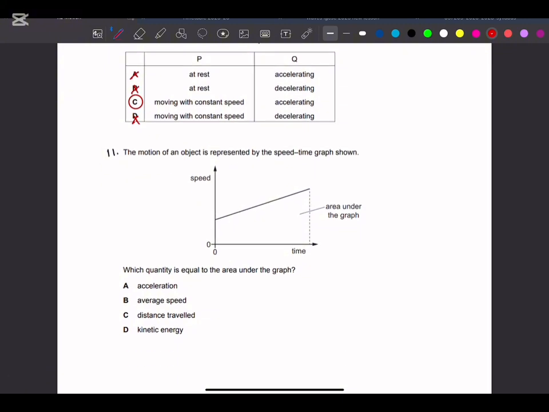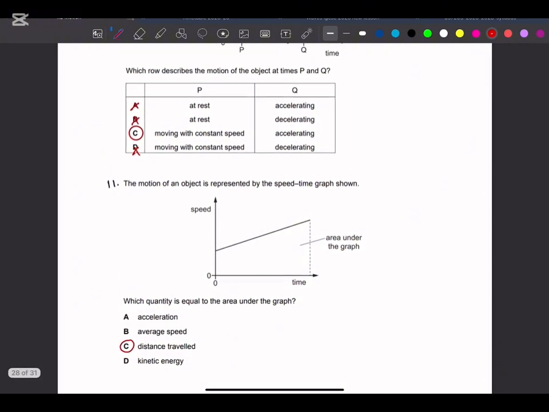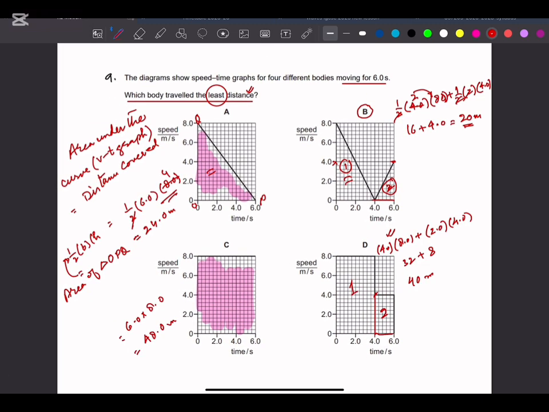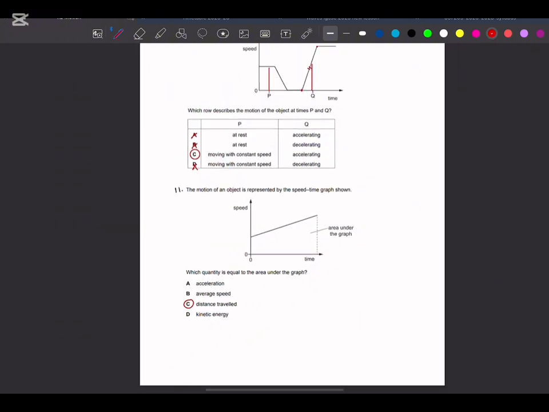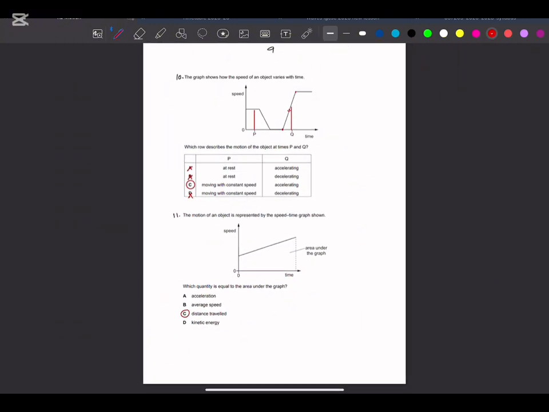Question number 11. The motion of an object is represented by the speed time graph. Again, you have a speed time graph over here. Which quantity is equal to the area under the graph? Area under the graph. We have already discussed this in theory, and I think it is a very straightforward question, that this is nothing but the distance traveled. Area under the graph is nothing but distance traveled. So you can see that you spent some time on the calculation in question 9, but the next two questions you can solve very quickly, because there is no calculation at all. So this is how you will actually get questions in your final paper as well.